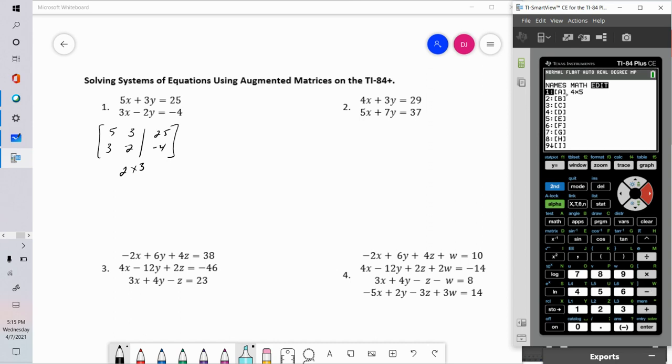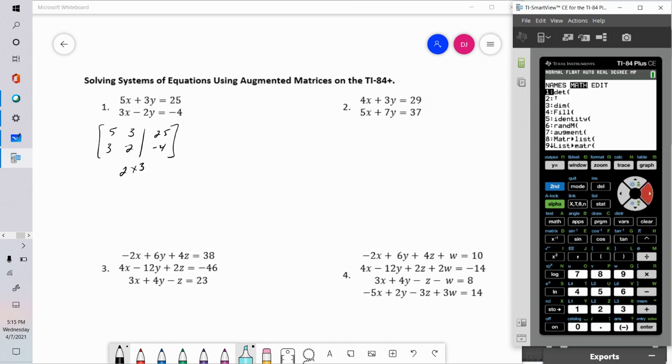You might have nothing there. That's okay. I'm going to select Matrix A. And the dimensions of the matrix I want to add are 2 by 3. My elements are 5, 3, 25, 3, -2, and -4. Notice I now have that 2 by 3 matrix entered. Safest thing I have found at this point, before I go on to what I'm going to show you next, do a second quit, just go back to your home screen. Then go back into the matrix menu.